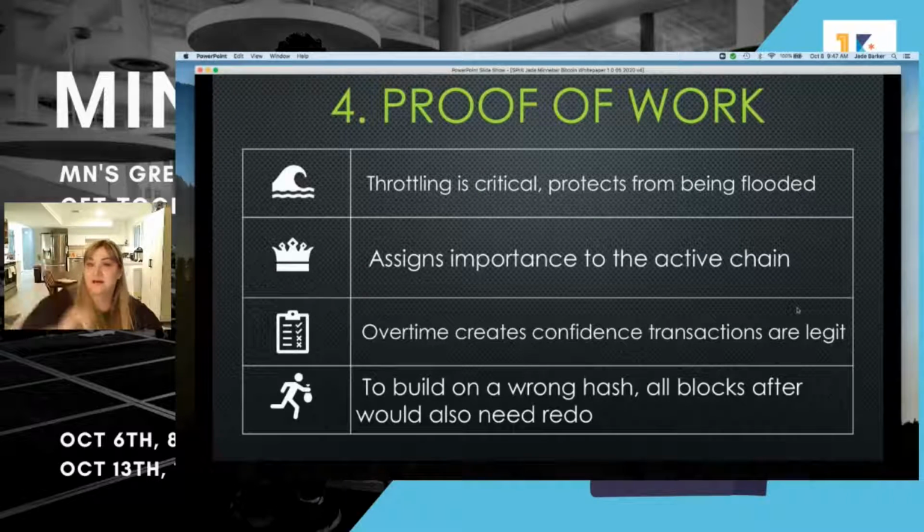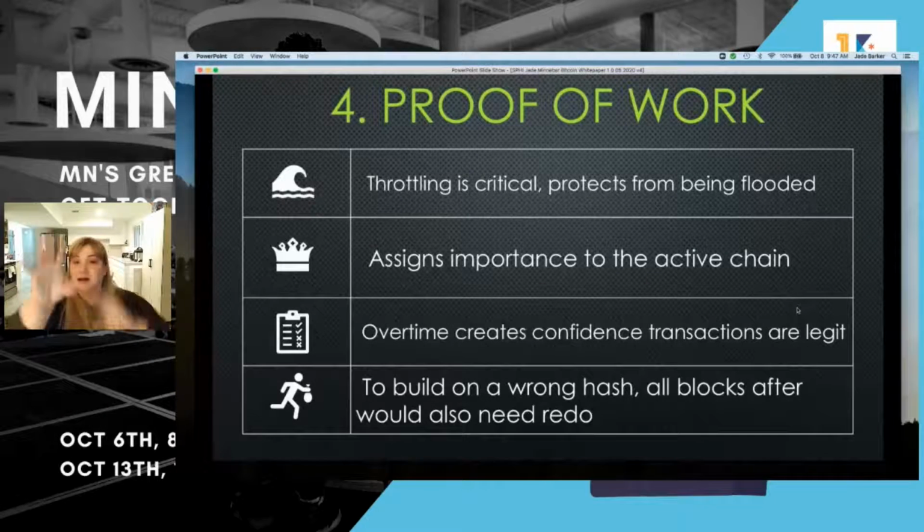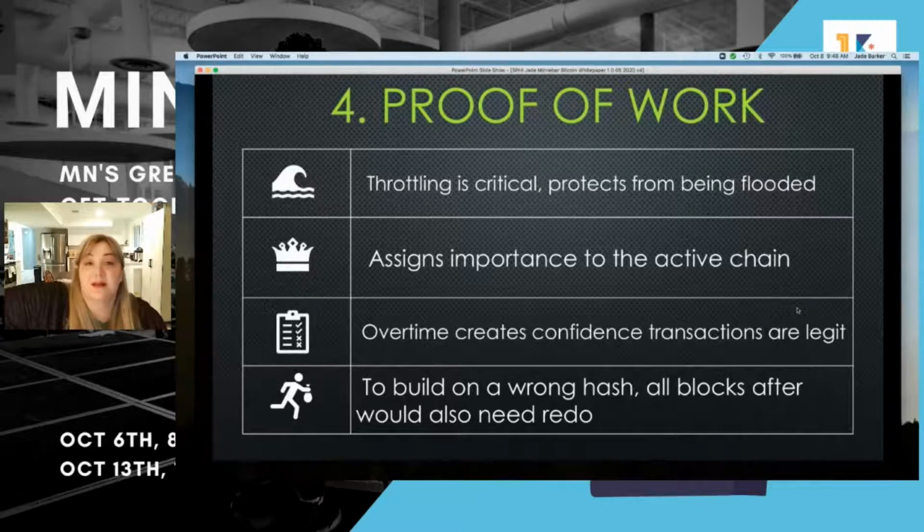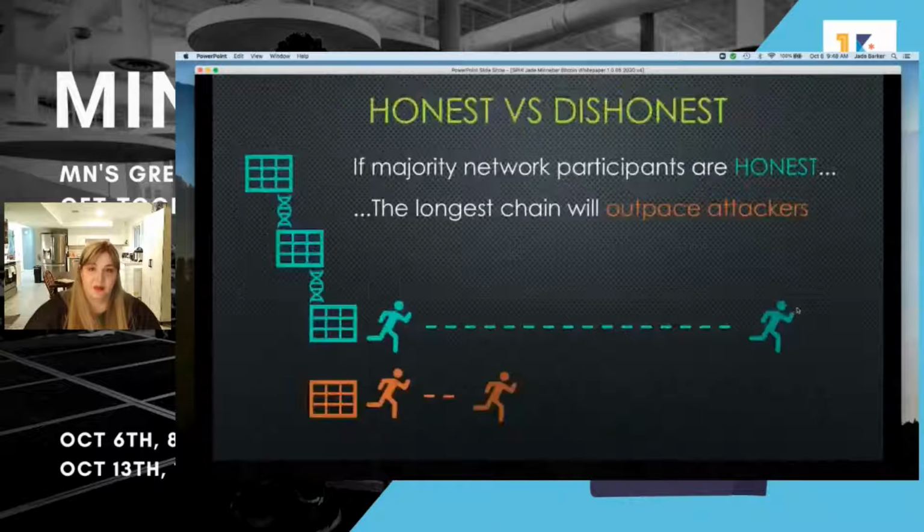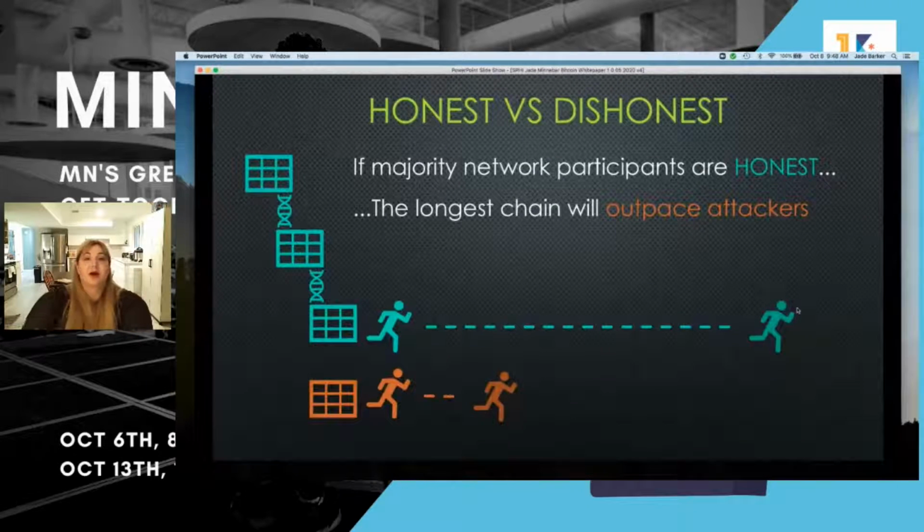I'm trying to win the puzzle. And then the honest work is like, hey, somebody won and is moving on without you. And you're like, well, if I want to try and get this thing in, I have to go and redo all this other work. And it can just never catch up as long as most of the participants in the network are honest. So this is part of the magic of Bitcoin, by itself.